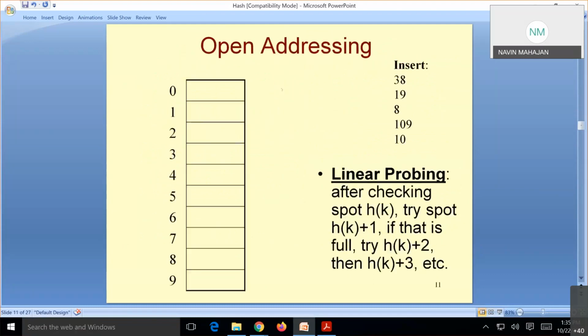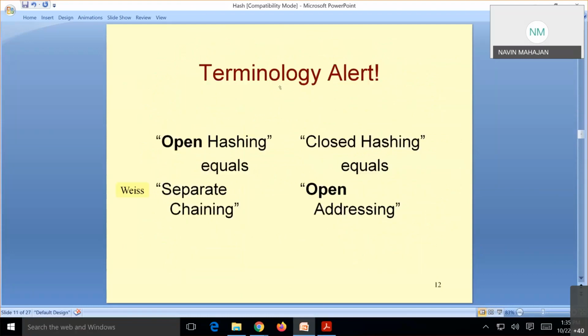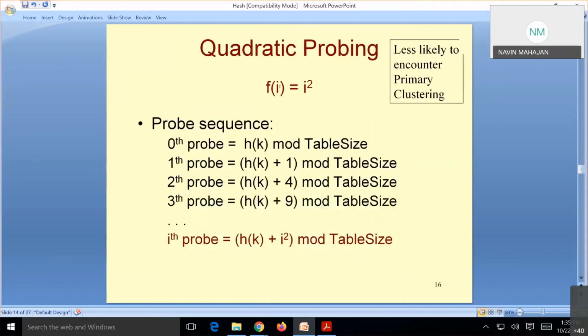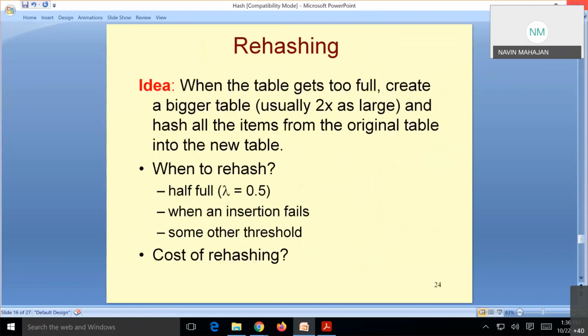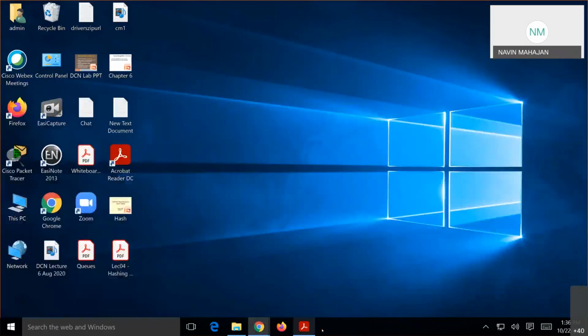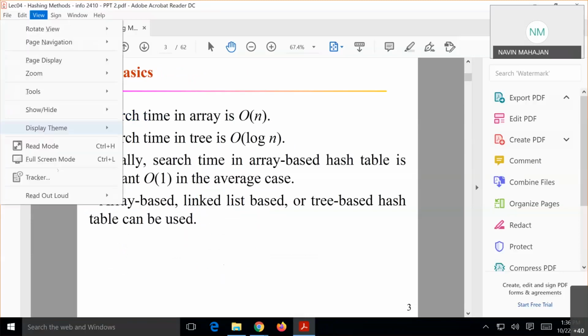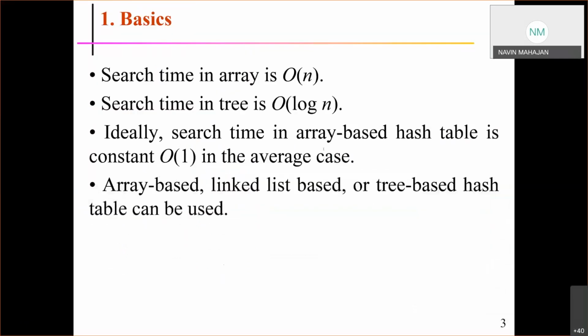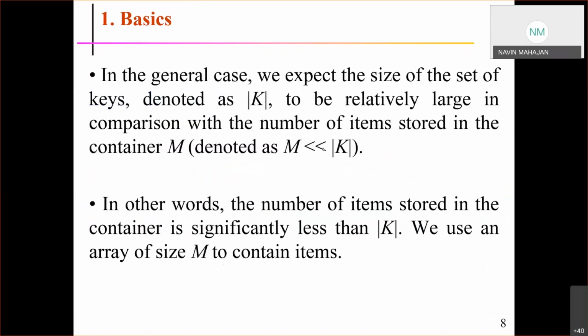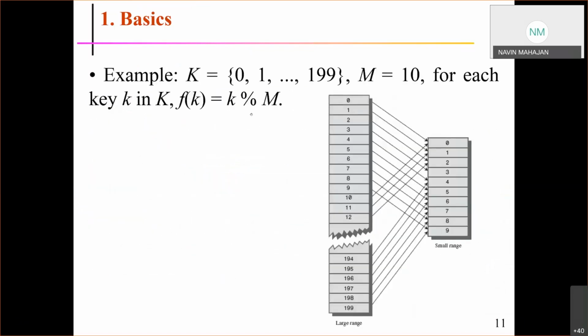Open addressing, linear probing. We will take different methods. Let me take this one here, linear probing. Now example: suppose I have values k equal to 200 numbers. I want to store them in a small hash table of size m. So I will apply a function like k mod m. There will be a lot of collisions.